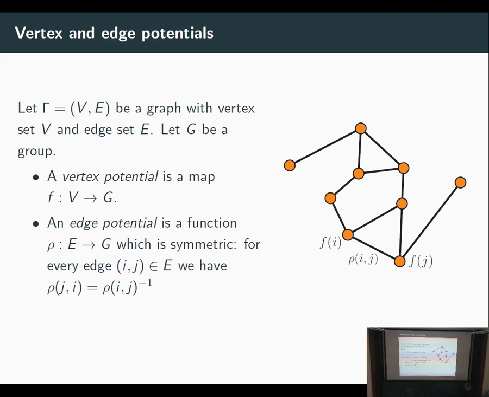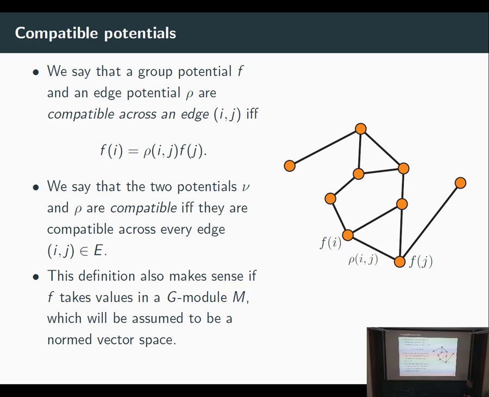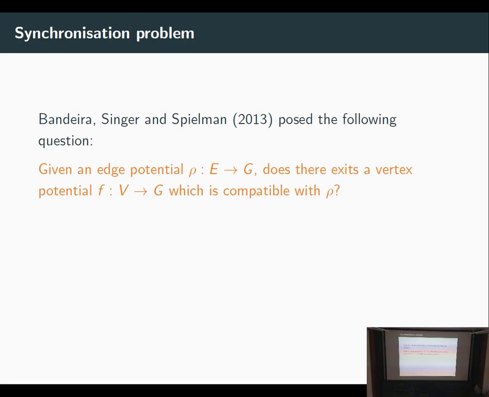I'm assuming that the edge potential is symmetric, so if you traverse the edge in the opposite direction, the group element you assign to it is the inverse of the one you've assigned previously. That's actually going to be quite useful. And this setting can be extended to functions with values in G modules, and I will come back to this later. So here's the question.